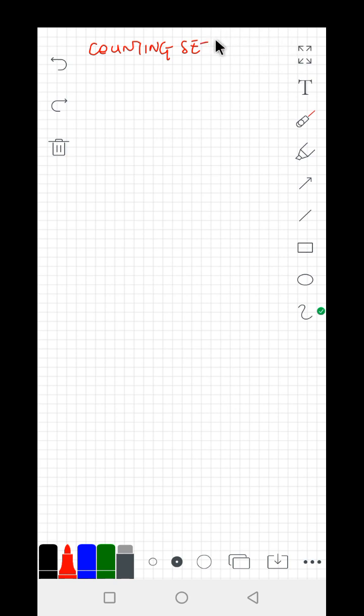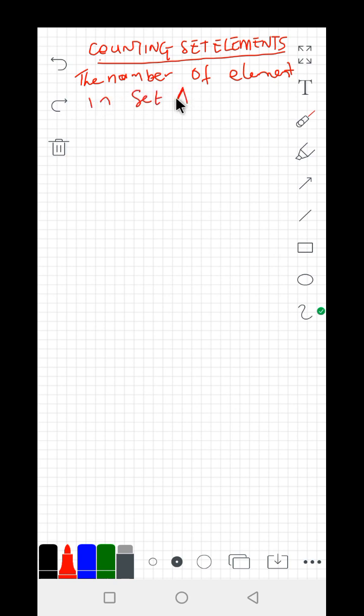So how do we count set elements? The number of members or elements in a set is written as, let's consider a set A, the number of elements in set A is written as n(A). This tells you that you are checking the number of elements in set A.